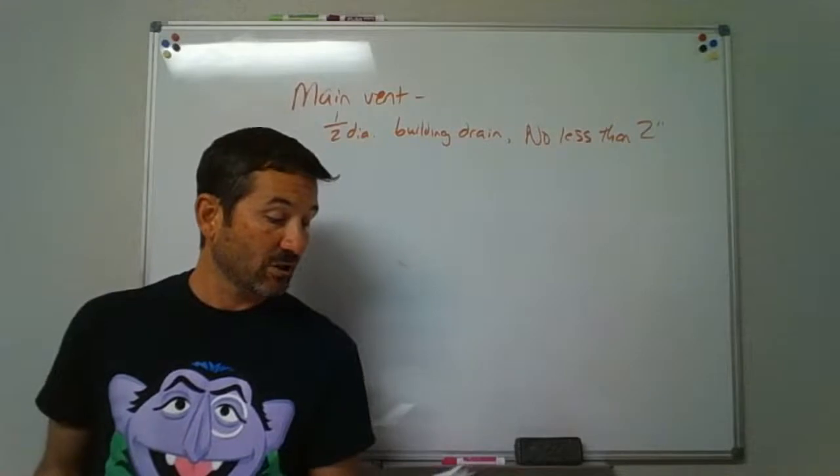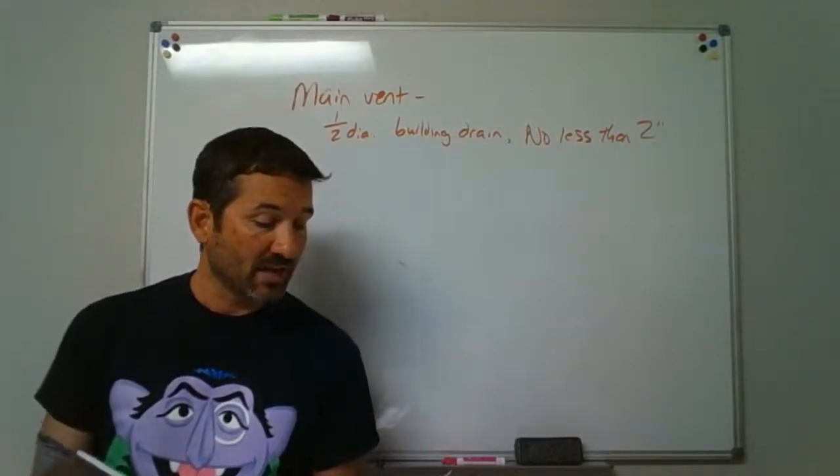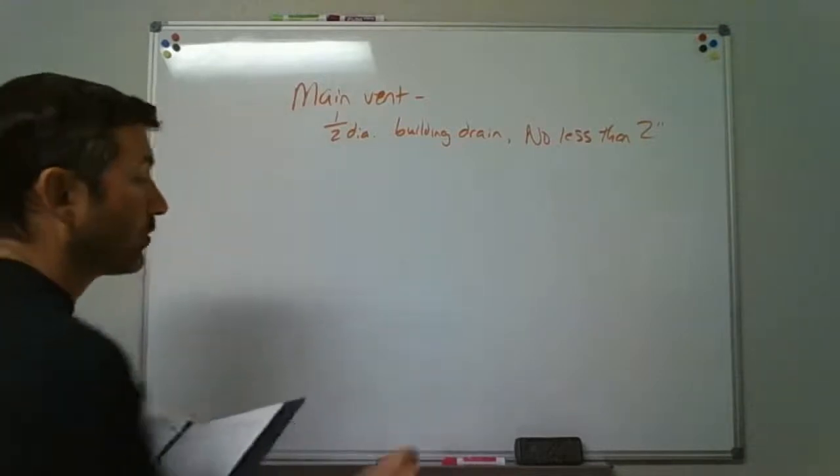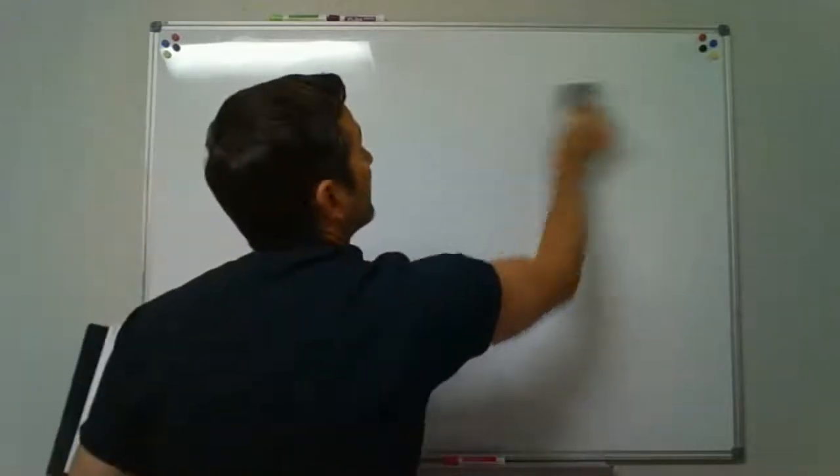Vent stacks required. A vent stack should be required for every drainage stack that has 5 branch intervals or more. Go back to chapter 2 under definitions and look up what a branch interval is.